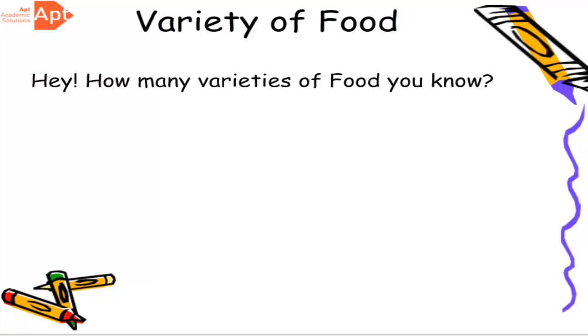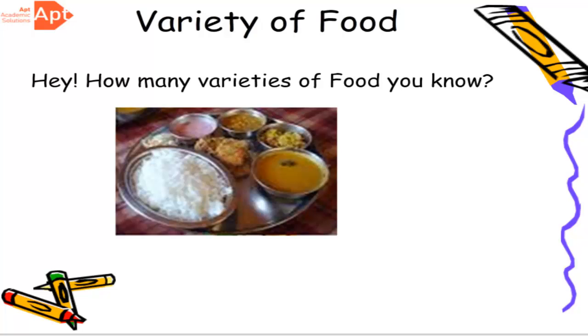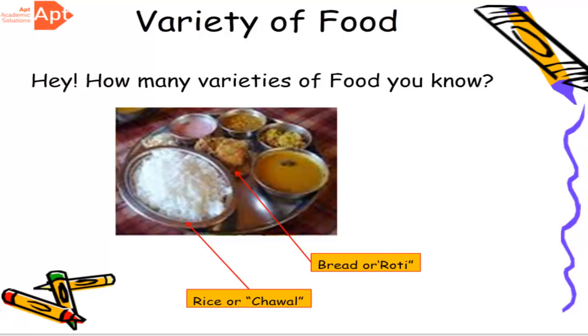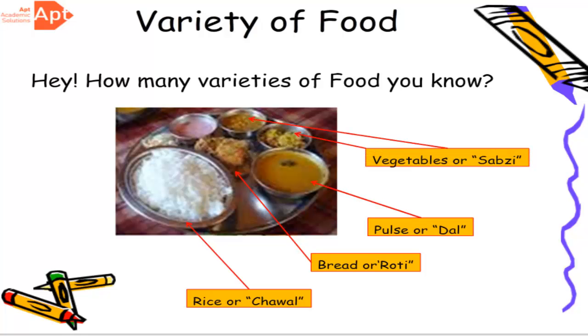How many varieties of food do you know? I'm sure many. This is a picture of an Indian platter. Here is rice, which is chawal. We also see bread here, Indian bread, which is also called roti.